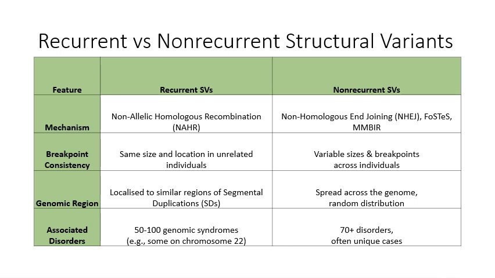These are often associated with known genomic disorders, whereas non-recurrent structural variants result from mechanisms such as non-homologous end joining, fork stalling and template switching, or microhomology-mediated break-induced replication. These variants exhibit diverse breakpoints and are distributed randomly across the genome, leading to more unique disorders.